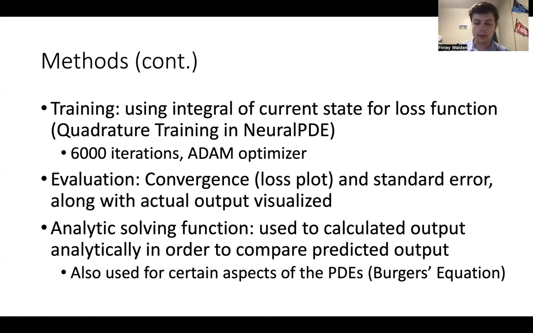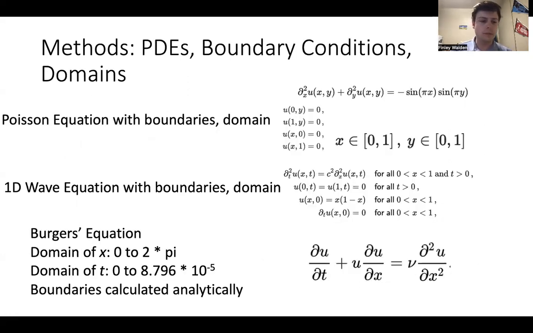So Burger's equation uses the analytic solving function to calculate its boundary conditions, which I'll talk about in one moment. This slide details the PDE's boundary conditions and domains for the functions. For Burger's equation, or even for the Poisson equation and the 1D wave equation, the ranges are from 0 to 1. For Poisson equation, it's x and y. For 1D wave equation, it's x and t. So those are the domains. And the boundary conditions are here.